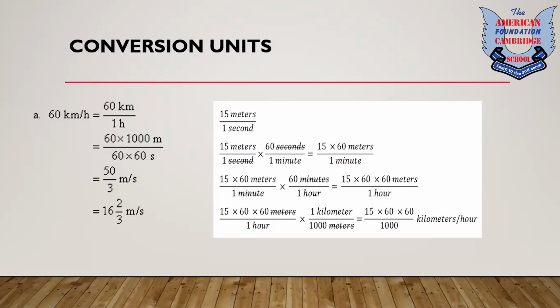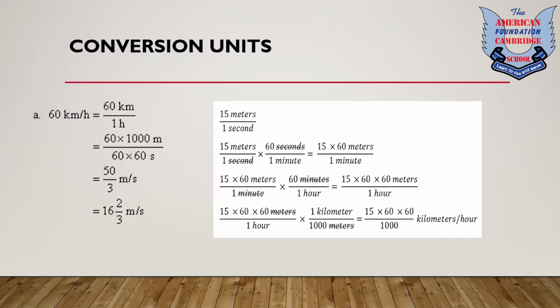Whenever we are converting a higher unit to a lower unit, for example, kilometer per hour into meter per second, you'll multiply by 1,000. Why by 1,000? Because 1 kilometer is equal to 1,000 meters. And 1 hour gives you how many seconds? 3,600 seconds. So we'll divide by 3,600. You can clearly see the maths done over here.